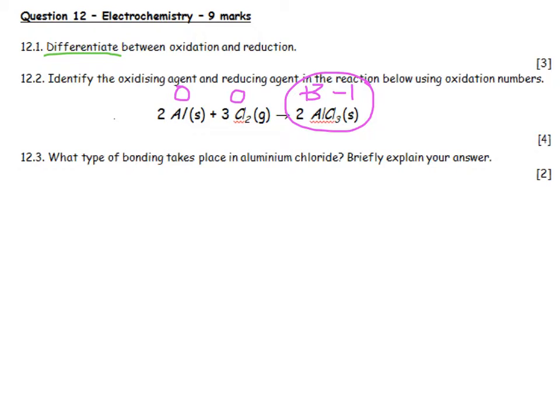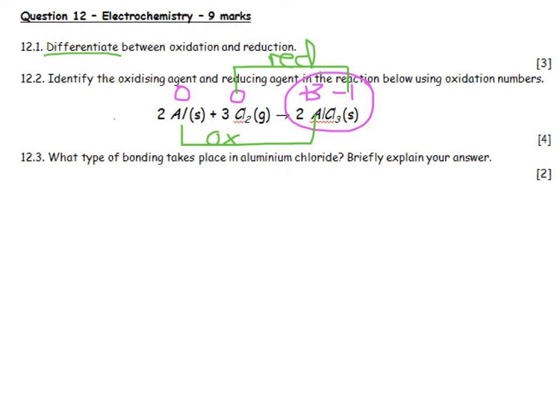And then you're going to identify that your oxidation is over there and your reduction is over there, which means that chlorine is an oxidizing agent and the aluminium is the reducing agent.